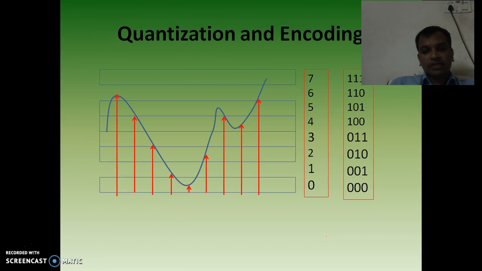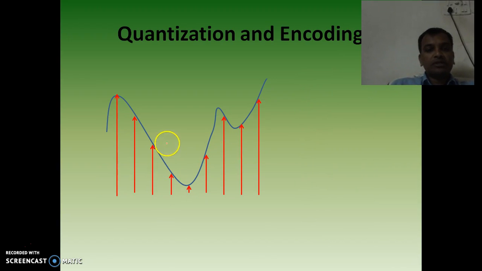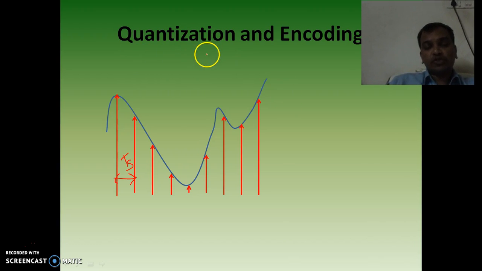We'll see in detail the quantization process. The blue color signal represents the continuous time signal. The red color impulses show the sampling instances. This distance is going to be your Ts. Now, as we can have an infinite number of amplitude levels of this continuous signal, to practically realize this signal we have to go for quantization. To limit the amplitude values to a finite number of levels, we have to use this quantization process.